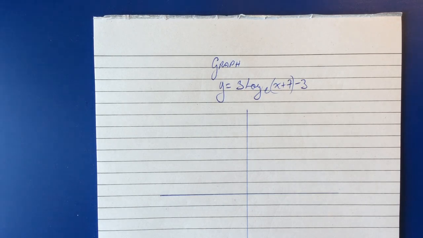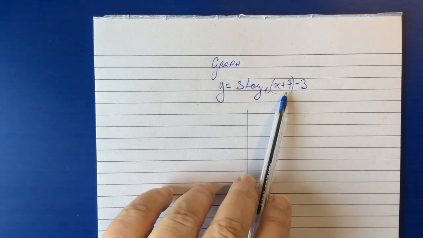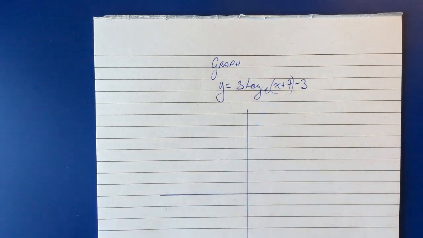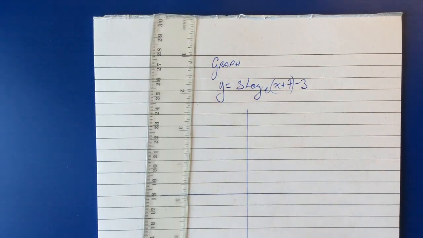The problem that we have in front of us today is an intimidating looking one. We have to graph this log function, y equals 3 log e (x plus 7) minus 3. So we have to start somewhere, and I think a good place to start is to consider this.